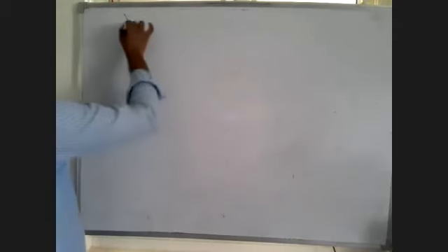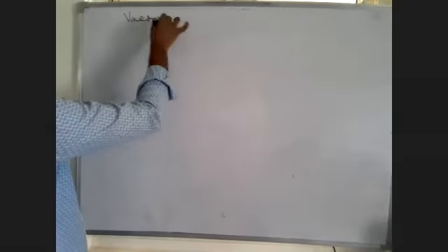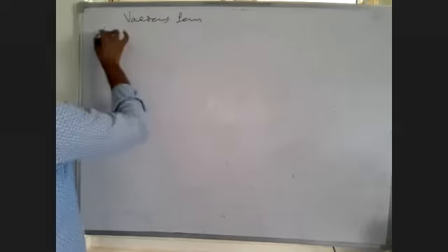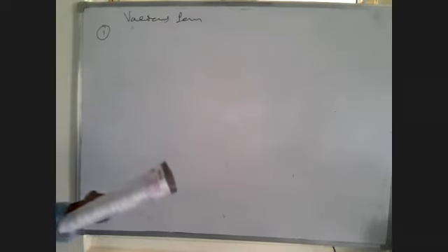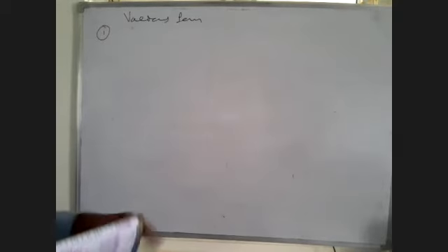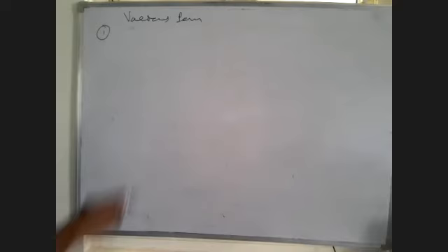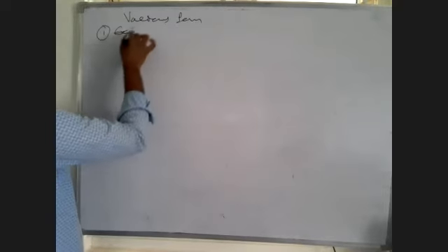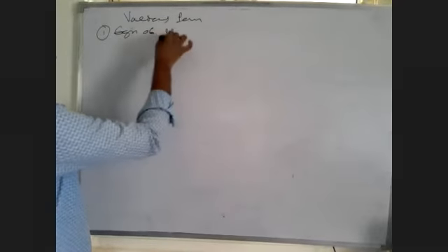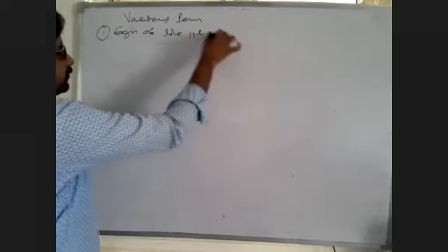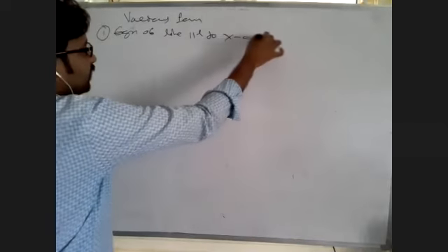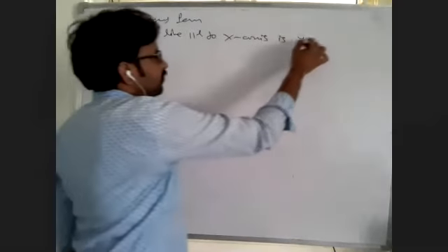Here again we will get this intercept form. Equation of a straight line in various forms. And the first one is line parallel to x-axis. Equation of a line parallel to x-axis is y equal to k.